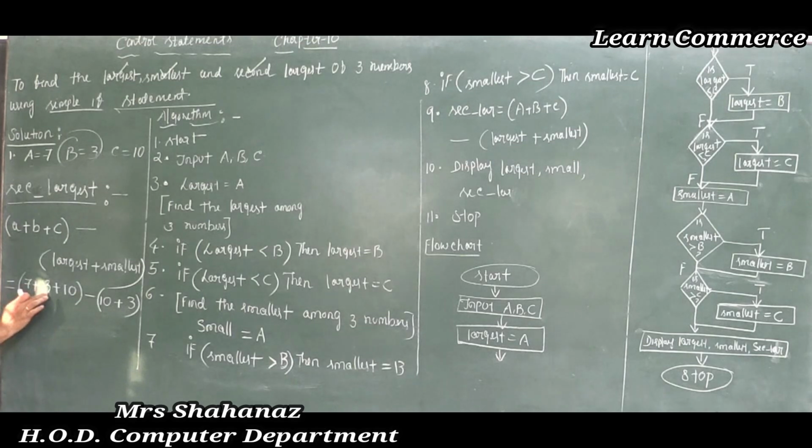So 7 plus 3 plus 10, how much does it come to? 7 plus 3, that is 10. 10 plus 10, the value is 20. Okay, minus, and 10 plus 3, the value is 13 in this case. When you are going to subtract 20, that means here 13 minus 20, correct? Now when you subtract in this case, the value will be 7.